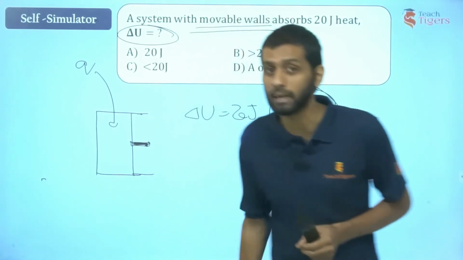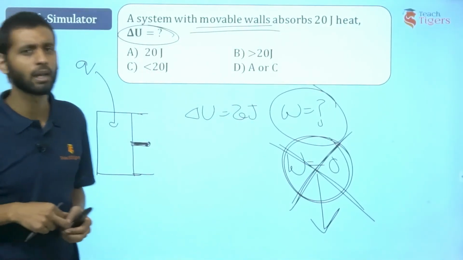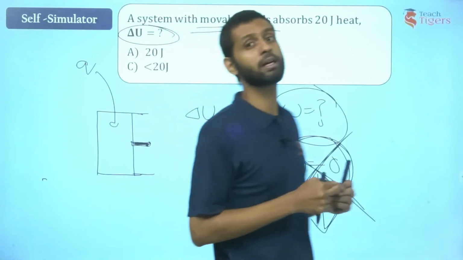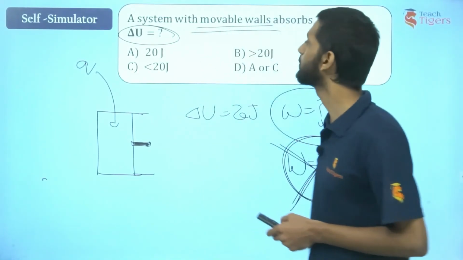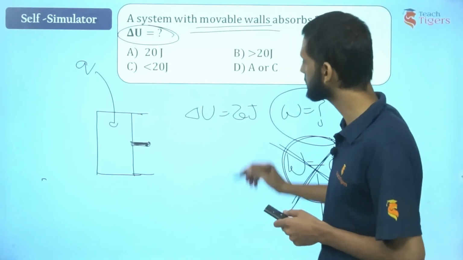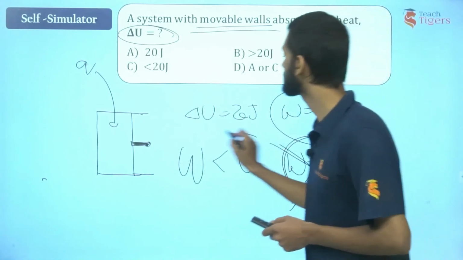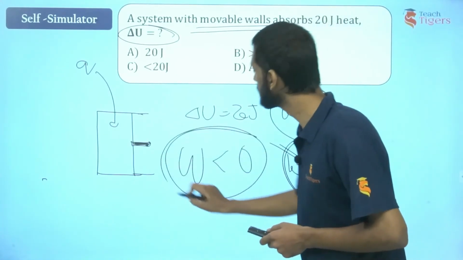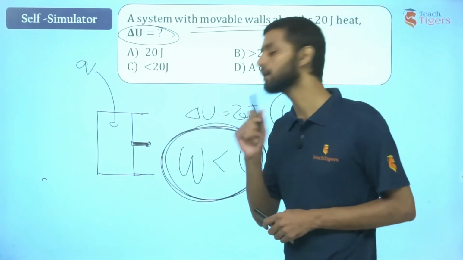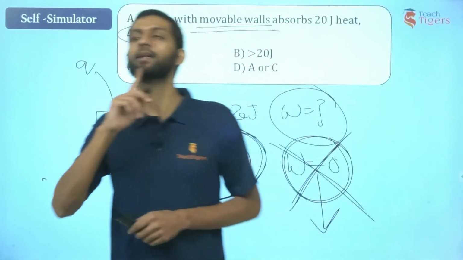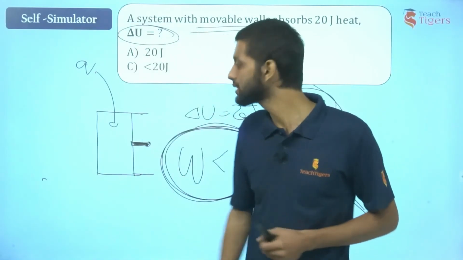And what does expansion mean? Does expansion mean positive work or does expansion mean negative work? The answer is expansion means negative work. So our educated guess is work done is less than 0. Work done is a negative quantity because on heating, expansion occurs, and as a result work done is negative.